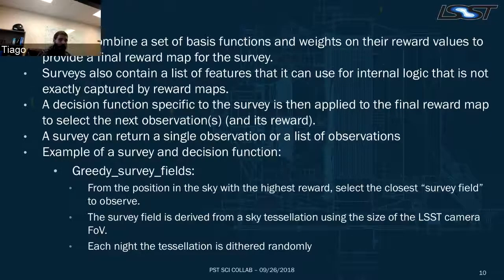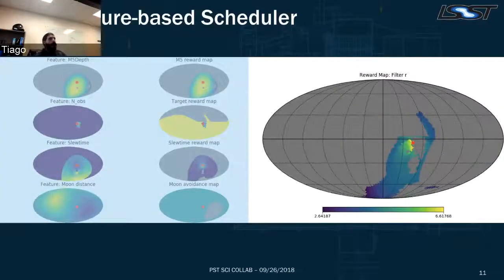Okay, now if we go back to the feature scheduler brain, this map here is a weighted combination of the reward maps from all the basis functions. The red dot is centered on the survey field closest to the point on the sky with the highest reward. Of course, we cannot see it exactly here because of the gridding, and the pointing is not the size of the field of view, but it illustrates how that selection is done.